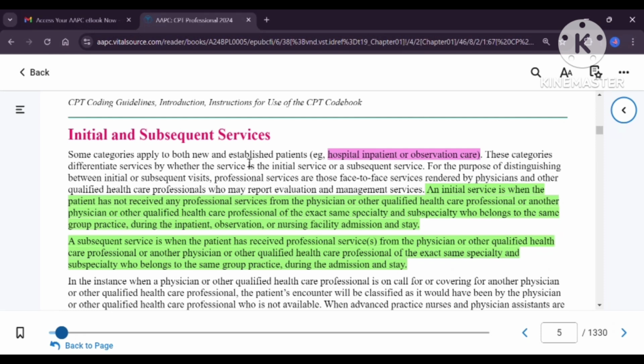So how does the coder calculate this? The coder has to add all these 3 times, 5 plus 3 plus 5, which is equal to 13 minutes. Based on that, we have to give the code. So that is these initial and subsequent services. You have to calculate the total time spent by the doctor on the date of service, and also we will be finding out the level of MDM. We will see about the MDM later.